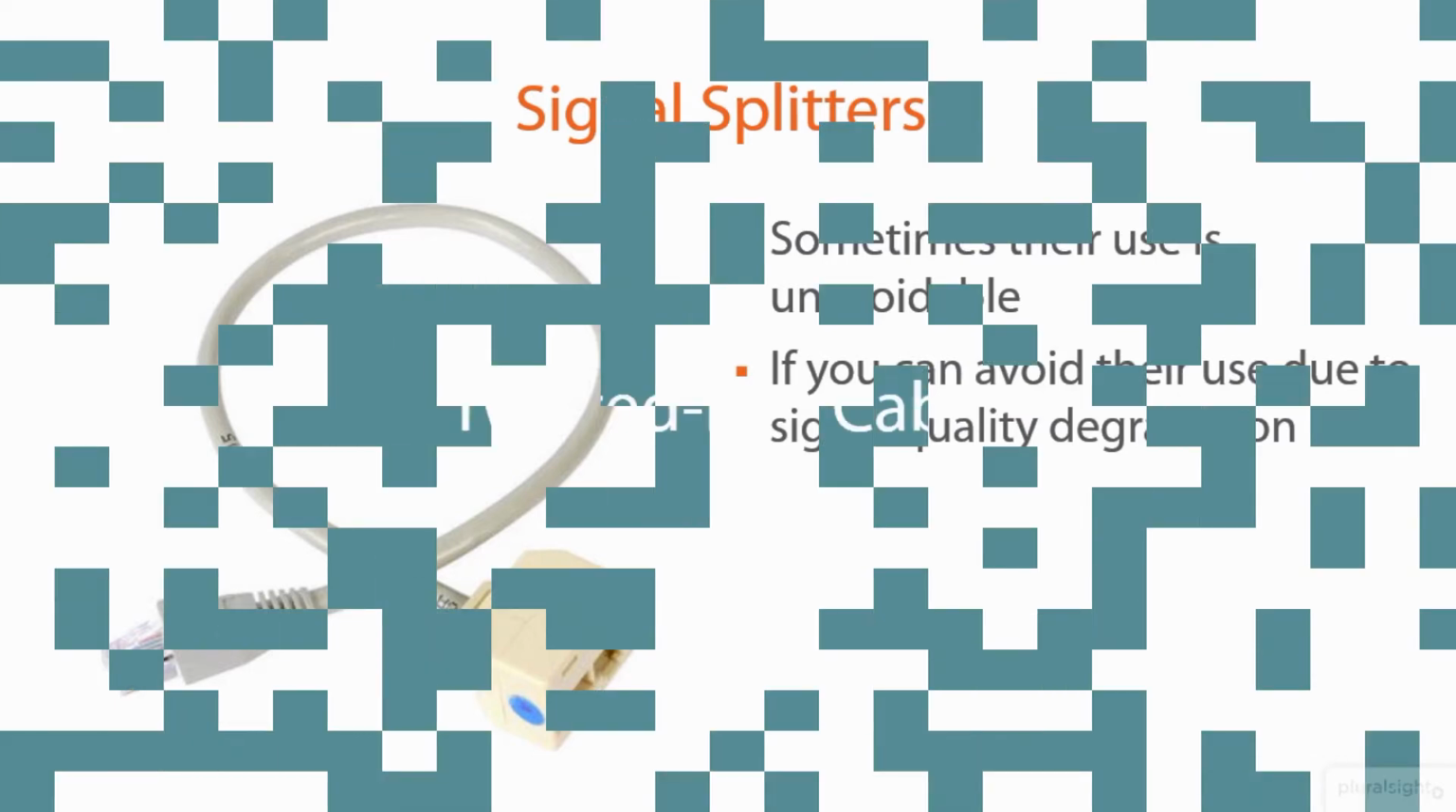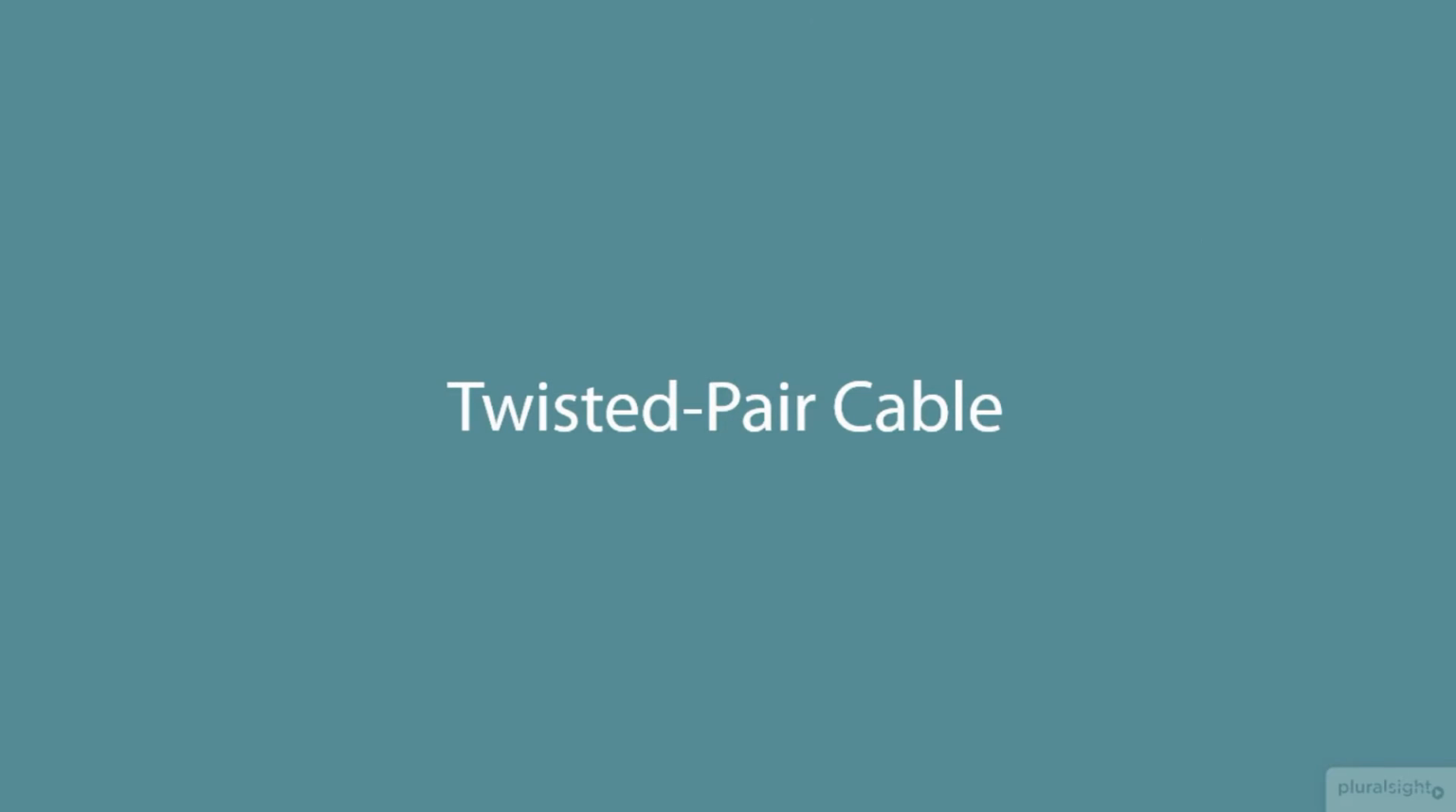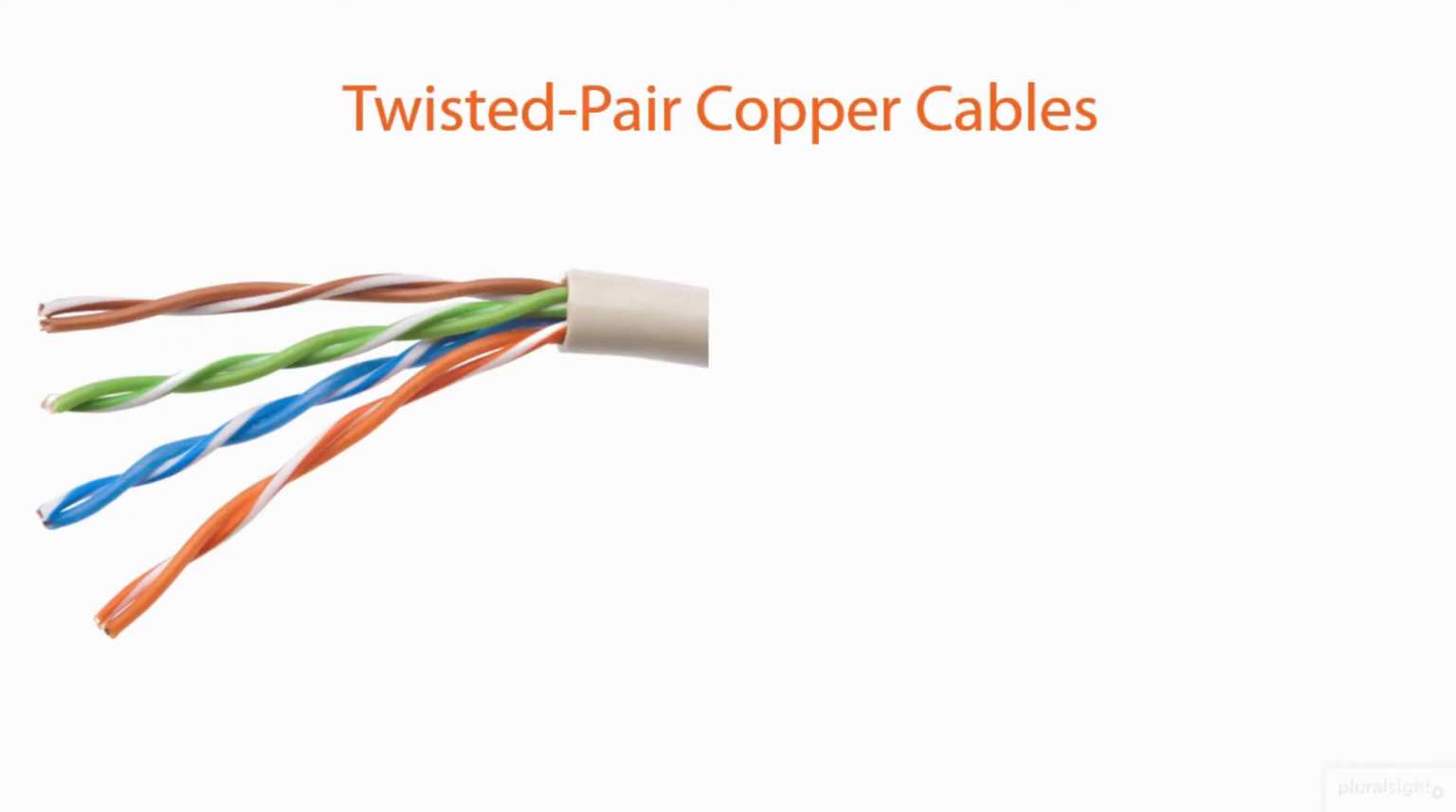Twisted pair cable is where we want to spend the majority of our time because this is the most common cable type in business data networking. Twisted pair copper cables come in a couple varieties: unshielded twisted pair, which you see here, and shielded twisted pair that actually has extra foil sheathing on each wire pair and potentially around all wire pairs.